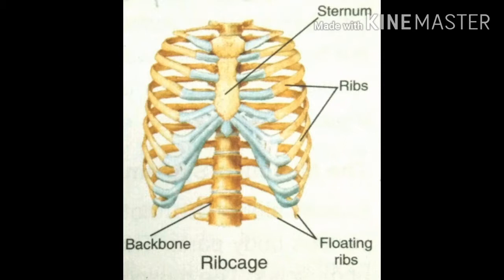The rib cage is present in the chest region of the body. It is made up of 12 pairs of bones called ribs. It gives a cage-like structure, so it's called a rib cage. It protects the lungs and heart.